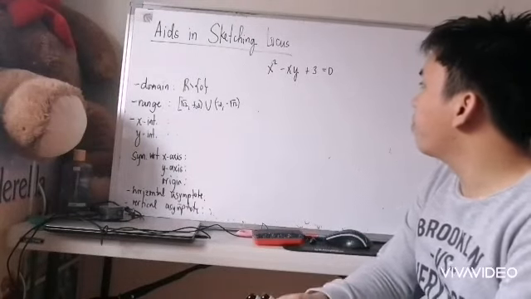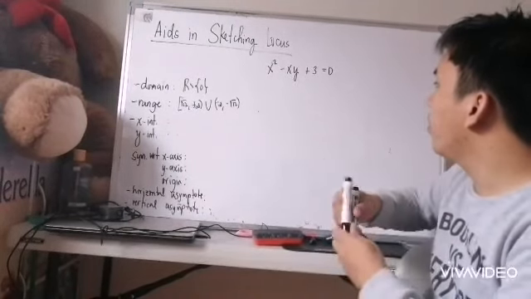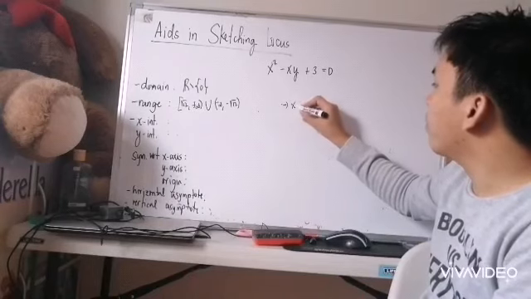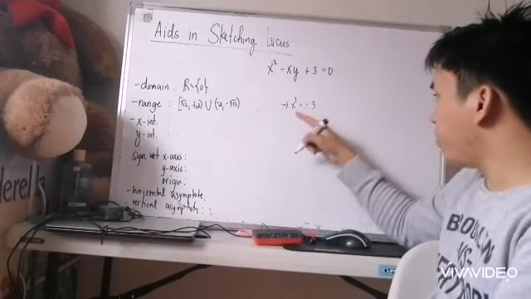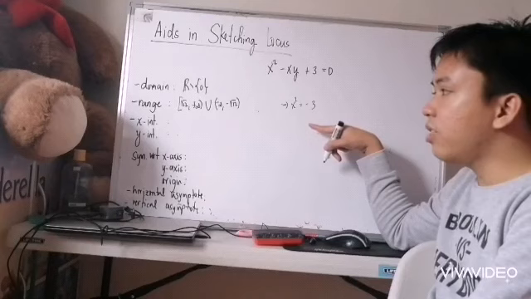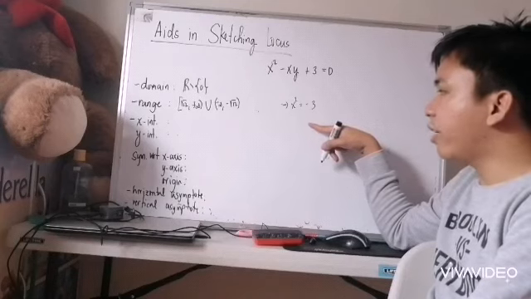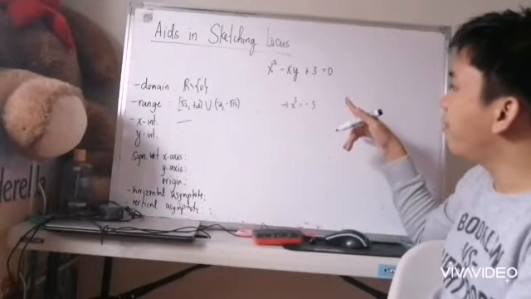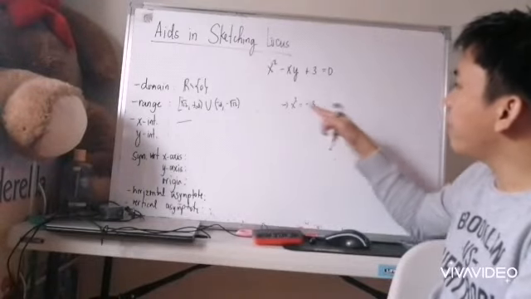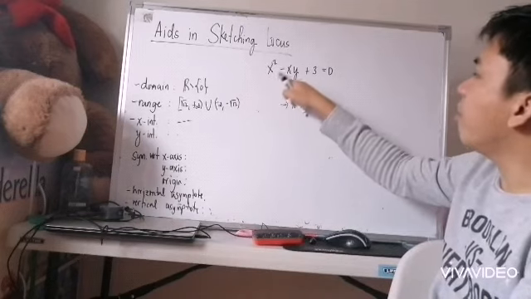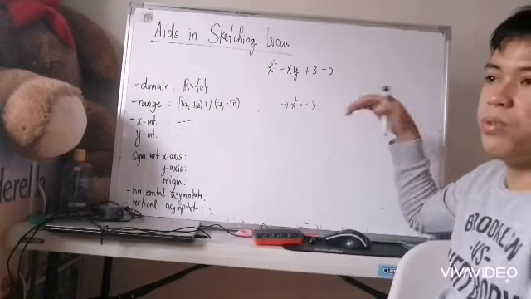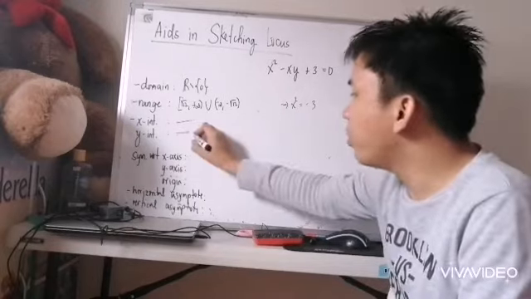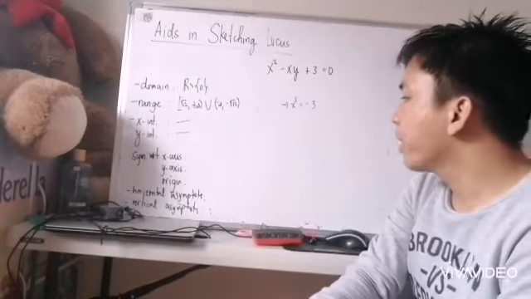Okay, so let's solve for the x-intercept and the y-intercept. For the x-intercept, let's assume y is 0. So x squared equals negative 3. This is undefined, and hence you cannot solve for the value of x. Therefore, it doesn't have an x-intercept. Now, let's solve for the y-intercept. If I assume x is 0, this becomes 0, this becomes 0, and 3 equals 0 is undefined. Therefore, you also don't have a y-intercept.